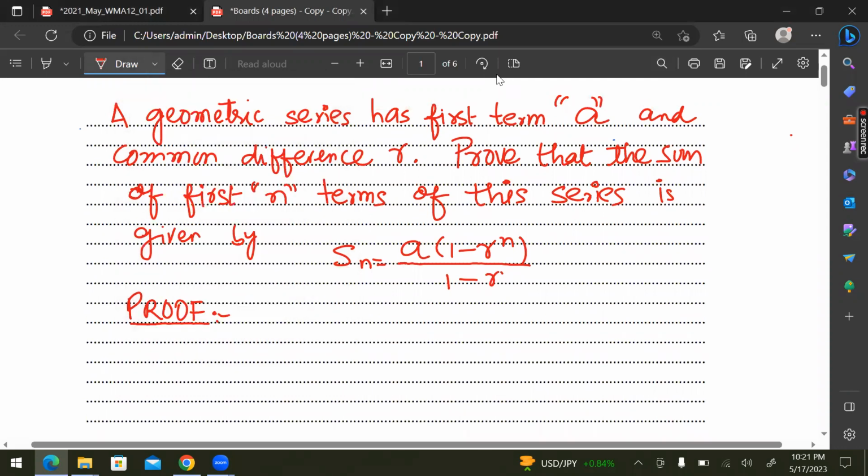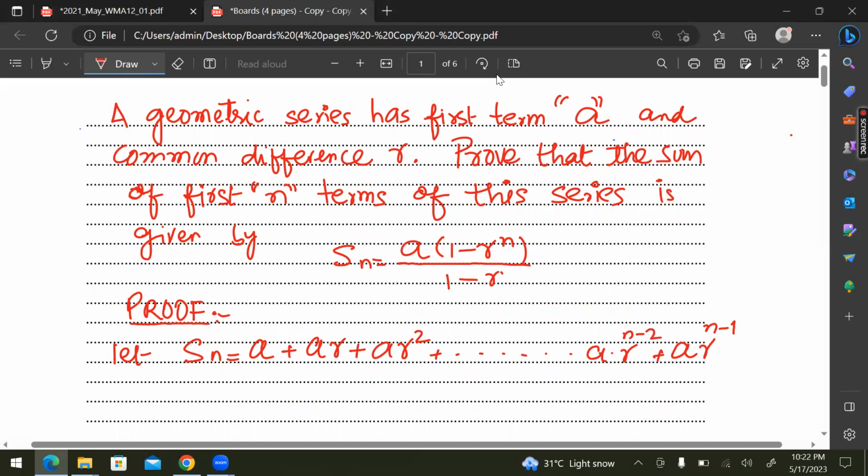So for the proof, let Sn be the sum of the first n terms. a is the first term, plus ar. If r is the ratio, multiply a by r to get the next term, ar². In this way, you can keep on writing the terms, and the last term is the nth term, which is ar^(n-1). And one term before is ar^(n-2). So these are n terms.